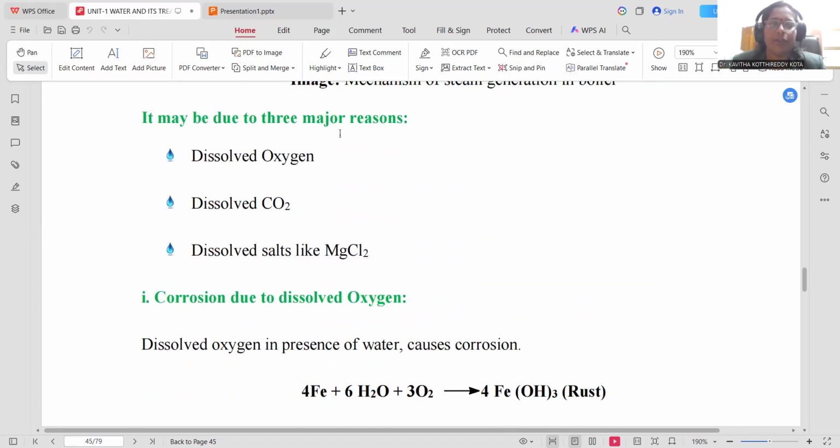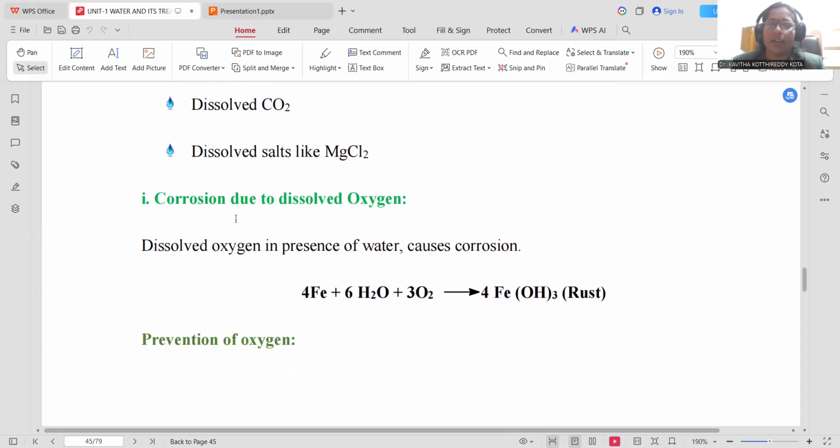It may be due to three major reasons. The boiler may be corroded, and decay of the boiler is possible by this boiler corrosion. Dissolved oxygen is the important one, and carbon dioxide present in the water also causes boiler corrosion. Dissolved salts like magnesium chloride also induce boiler corrosion. First, corrosion due to dissolved oxygen.